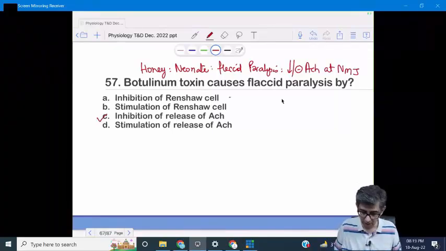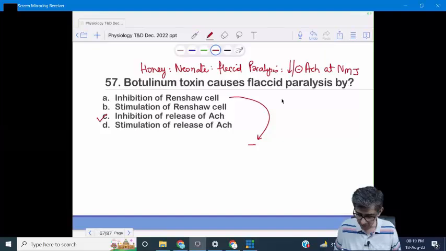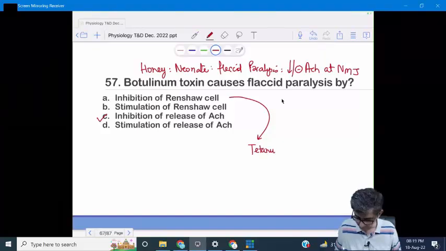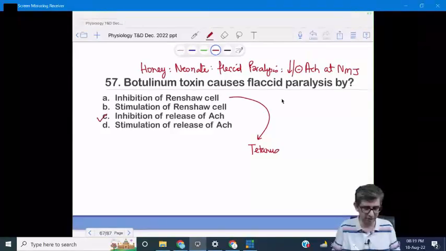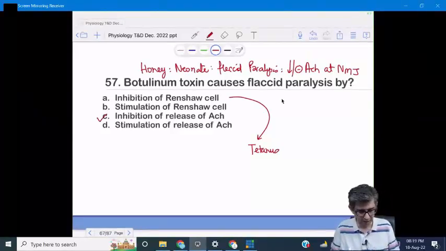Renshaw cell is involved in tetanus. Here the question was simply with respect to less acetylcholine being produced and a pre-junctional defect occurring in the patient. Answer to 57 is option number C.